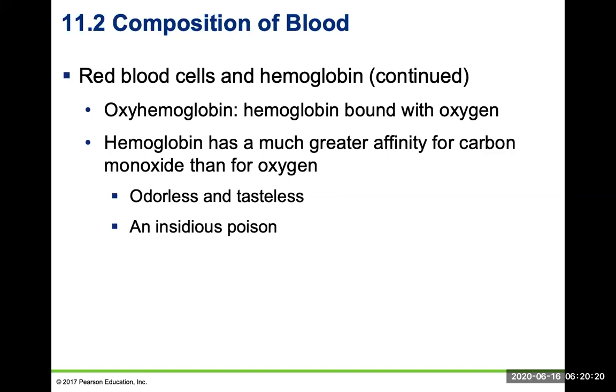And hemoglobin has a much greater affinity for carbon monoxide than for oxygen. So carbon monoxide poisoning is extremely dangerous because carbon monoxide is odorless and tasteless. You can't smell it. It's not like the gas that you normally smell. It's a poison, but carbon monoxide will bind to hemoglobin much more readily than oxygen will. So that's why carbon monoxide is so dangerous, because it won't allow oxygen to be delivered to your cells.